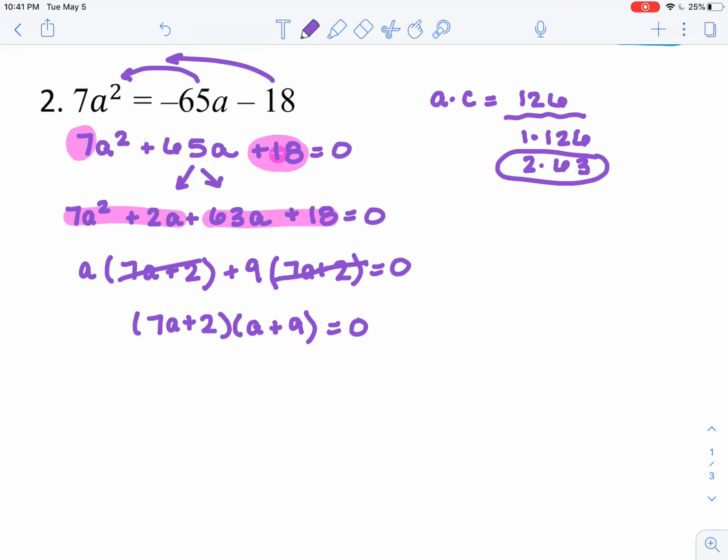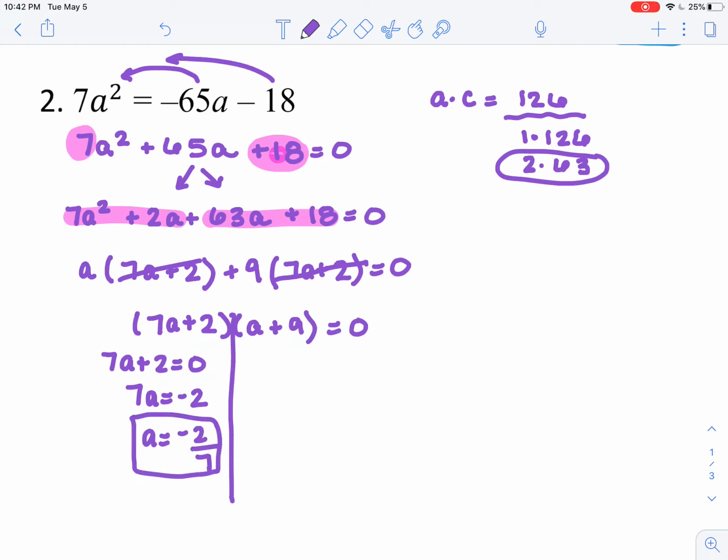Everything is still equal to 0, so our final step is to set each factor equal to 0 and solve. So here we have 7a plus 2 equals 0. When you subtract 2 from both sides, 7a equals negative 2. And when we divide, a should be negative 2 over 7. Then we set our second factor equal to 0. So a plus 9 equals 0. And when we solve, a should be negative 9.